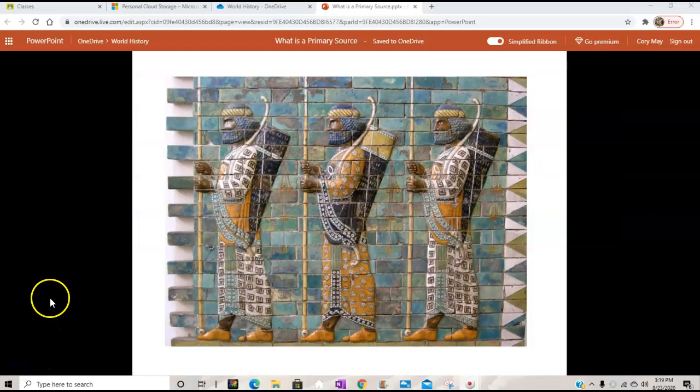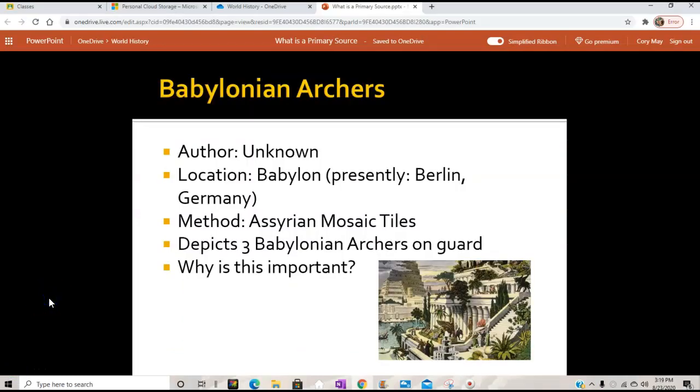All right, so now we're going to move on. This is our last slide here, just to wrap it up. These are the Babylonian archers, or what is known as the Babylonian archers. Again, we know the location, where it came from, because of who found it. This piece of art is presently in Berlin, so it's been moved. And this shows us a lot about the military equipment and soldiers of the Babylonian Empire. And think, why would this particular source be important?